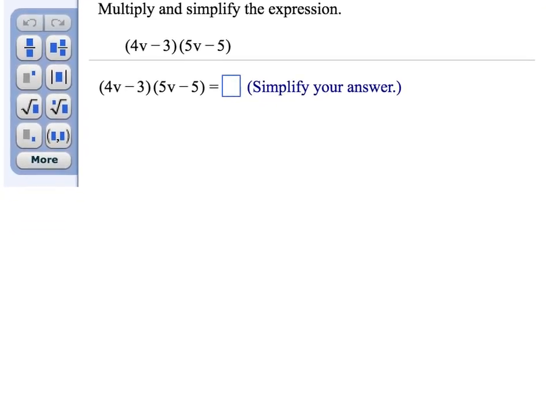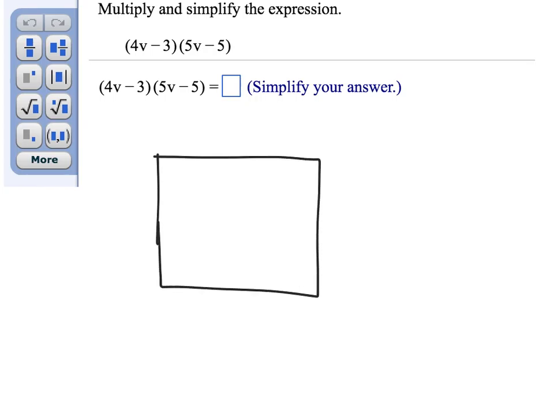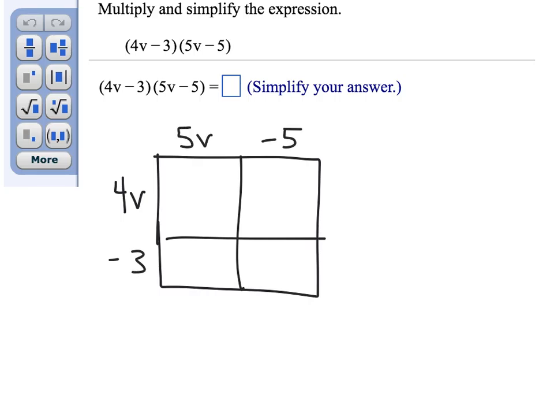All right, so now the terms that we're multiplying are getting a little bit more complicated, but really the math itself stays pretty much the same. Pretty easy. 4v minus 3, 5v minus 5. All right, so now using our distributive property, 4v times 5v, that's going to be 20v squared.